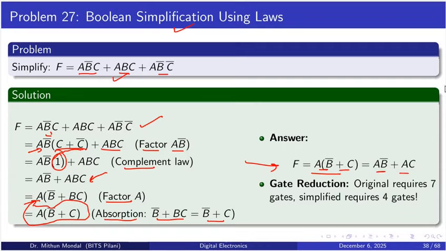So what we obtain here is a gate reduction. Originally it would require 7 gates, but after simplification it requires only 4 gates. So when you simplify these expressions, the number of gates is reduced.